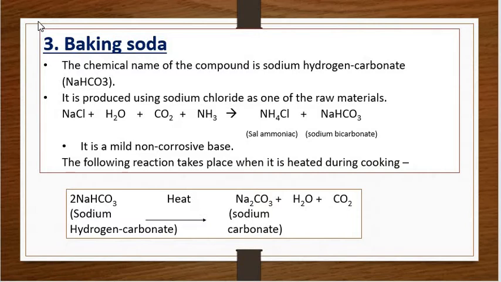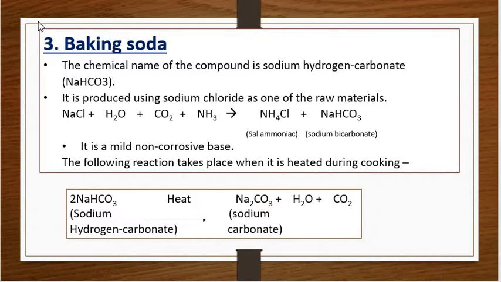Baking soda. Baking soda is commonly used in the kitchen for making crispy, tasty pakoras, idli, etc. Sometimes it is also added in the veg curry like chole for faster cooking. The chemical name of the compound is sodium hydrogen carbonate with chemical formula NaHCO3. It is produced using sodium chloride as one of the raw materials.